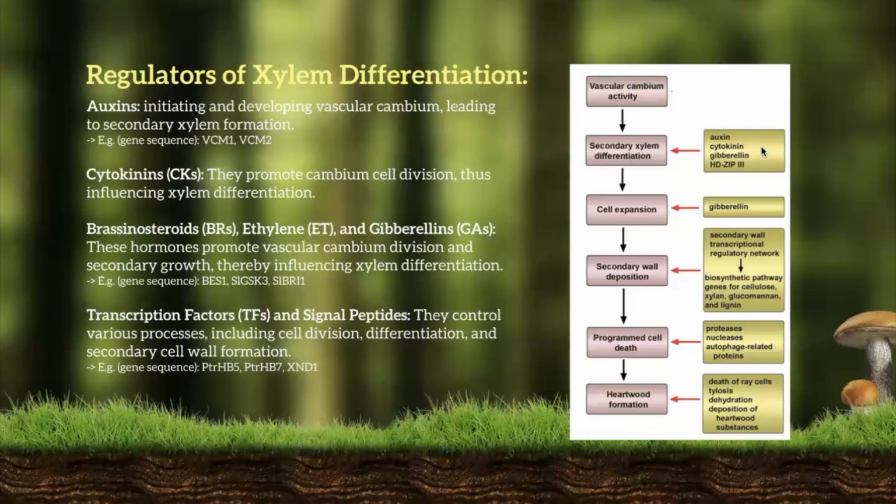Auxins initiate vascular cambium development, while cytokinins promote cambium cell division. Hormones like brassinosteroids, ethylene, and gibberellins stimulate cambium division and secondary growth. Transcription factors and signal peptides regulate processes such as cell division and secondary cell wall formation. Together, these factors coordinate to ensure the proper development and function of xylem tissue.